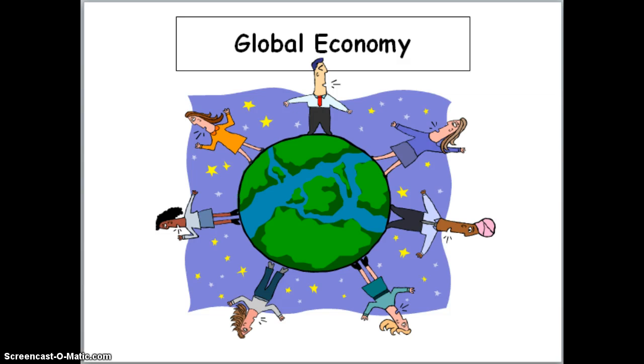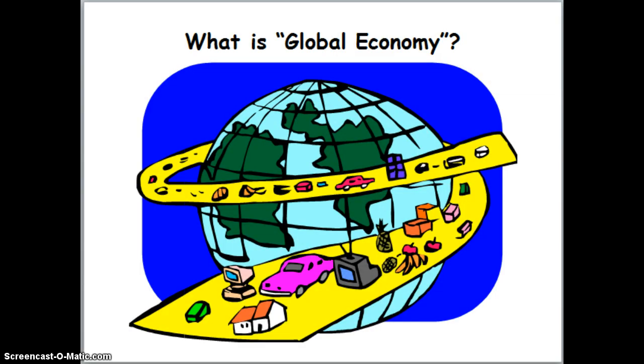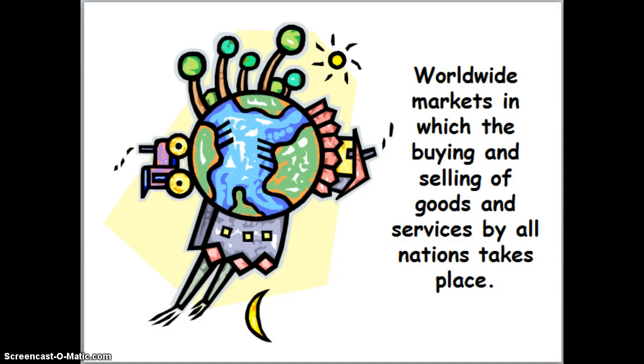So what actually is a global economy? Well, a global economy is worldwide markets in which buying and selling of goods takes place by all nations. So we're going to see nations trading for goods that maybe they can't produce themselves, or maybe they don't produce as efficiently as others. And there's a lot of reasons for this.